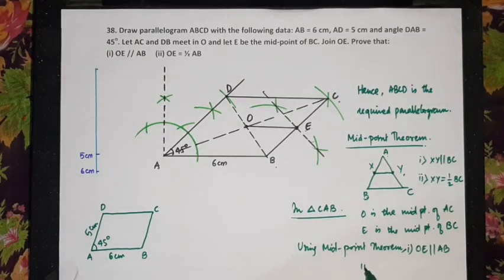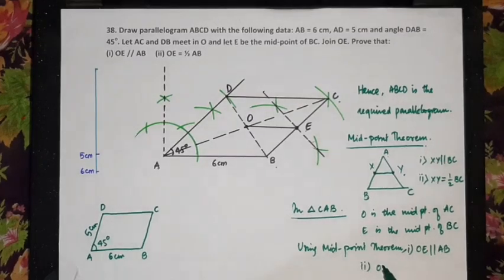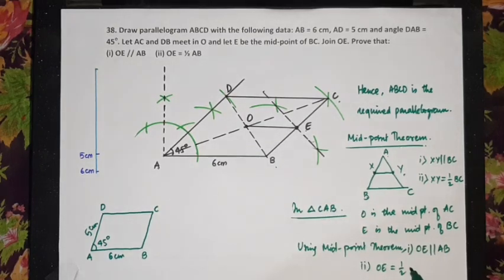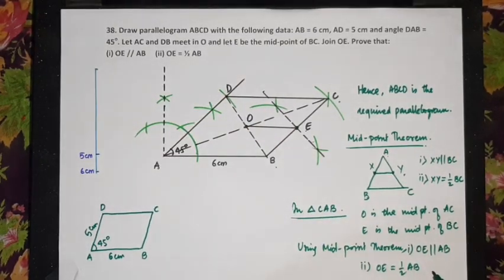Now number two is, XY, that is OE, will be exactly half of BC, that is this line, that is AB, right? So that's what we need to show in the second part. So hence we have successfully proved the cases. So pause the video to note down.